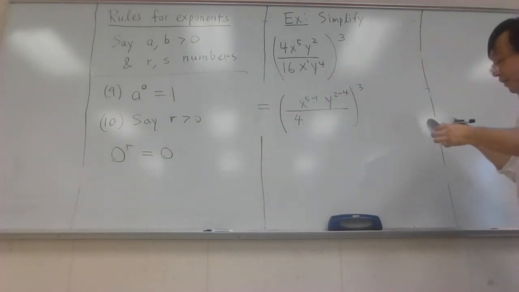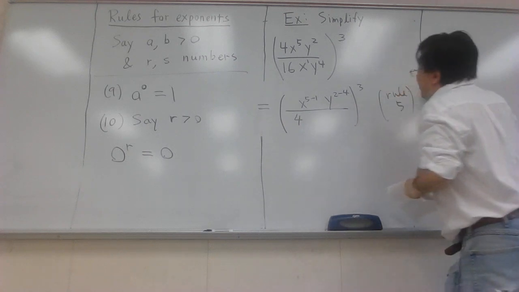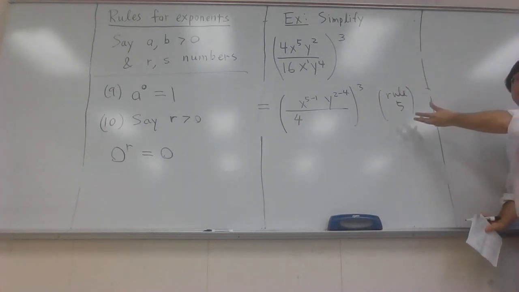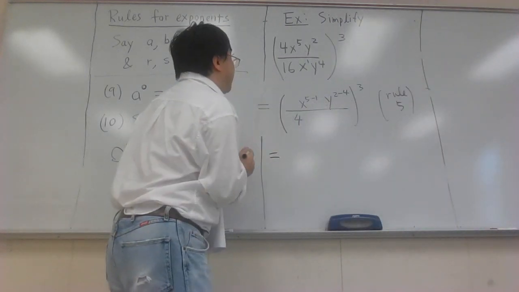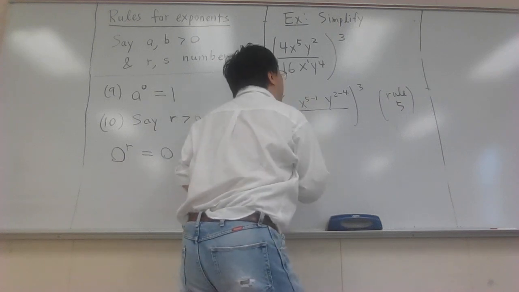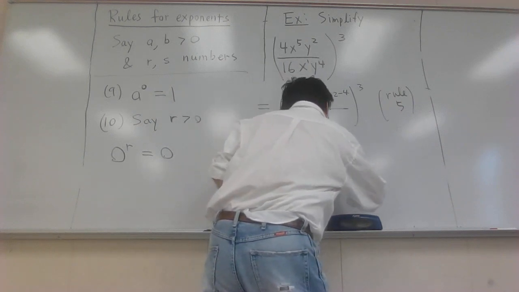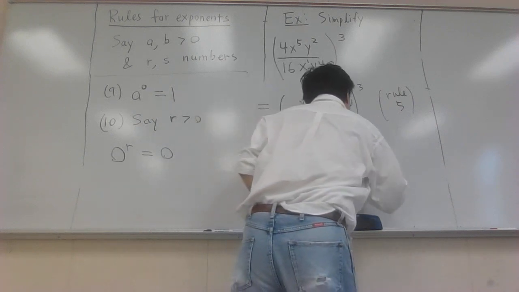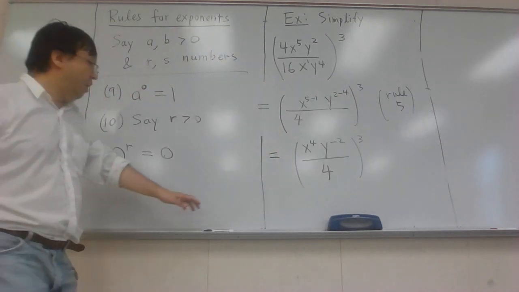What rule did we use? We used rule 5, the rule that says if we divide 2 exponents with the same base, that's the same as subtracting the powers. Now let's clean this up a little bit. 5 minus 1 is 4, 2 minus 4 is minus 2, and then we have the 4 in the bottom, and we're taking the whole thing to the power of 3.